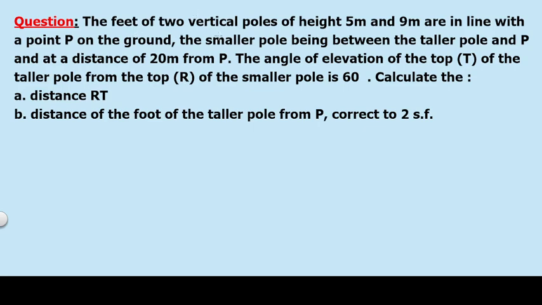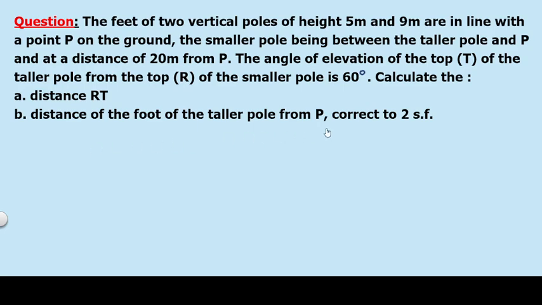The feet of two vertical poles of height 5 meters and 9 meters are in line with the point P on the ground. The smaller pole is between the taller pole and P, at a distance of 20 meters from P. The angle of elevation of the top T of the taller pole from the top R of the smaller pole is 60 degrees. We have to calculate the distance RT.